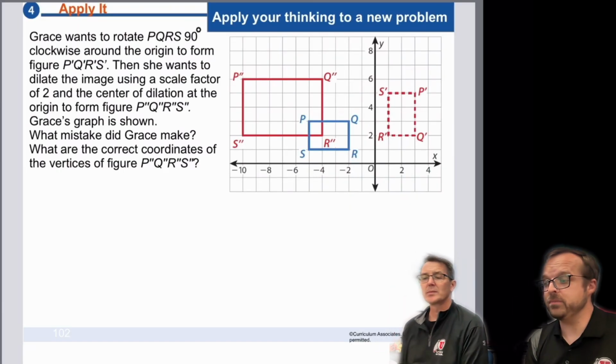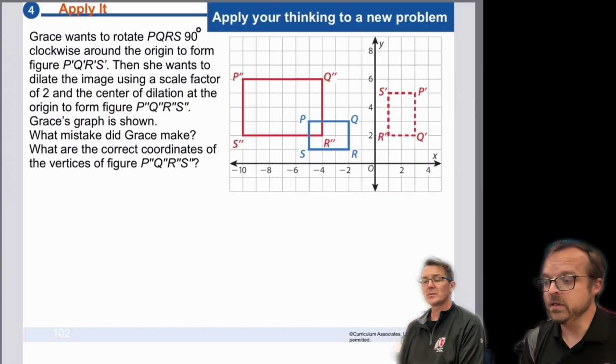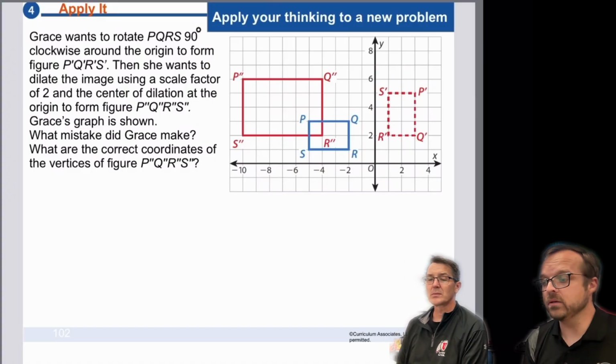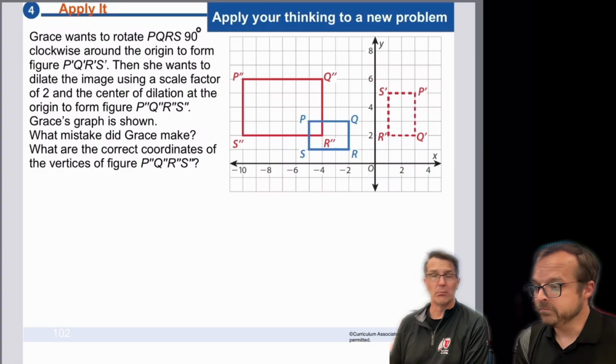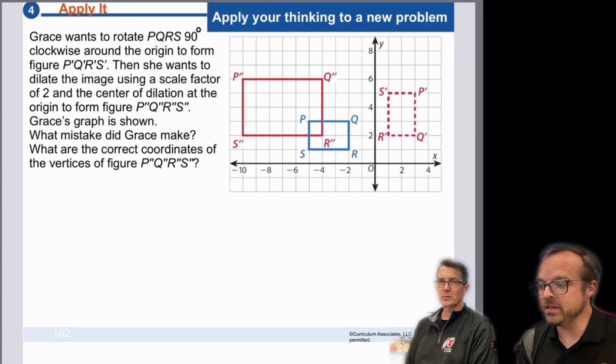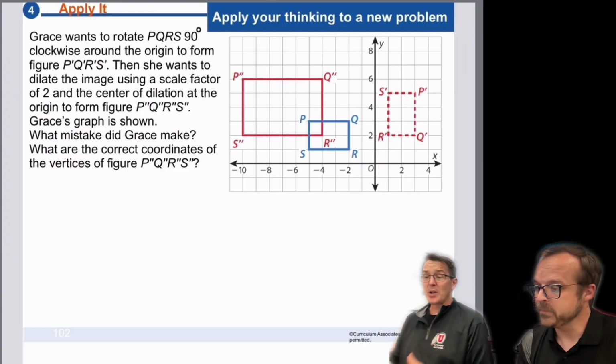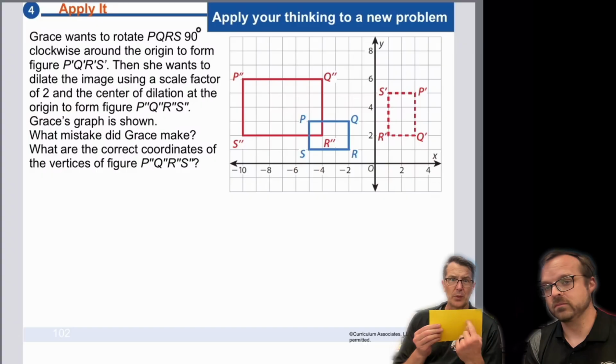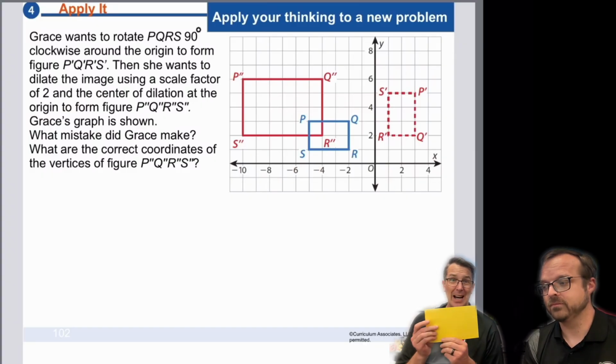All right, this one, there is a mistake being made. Grace wants to rotate PQRS, that's your blue shape there, 90 degrees clockwise around the origin to form P prime, Q prime, R prime, S prime. Then she wants to dilate the image using a scale factor of 2, with the center of dilation being the origin again, to form the double primes. And this is where I love to use my little yellow piece of paper that you should have written your rules down on: kx, comma, ky. So that's your dilation rule.